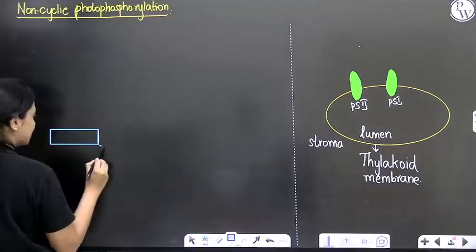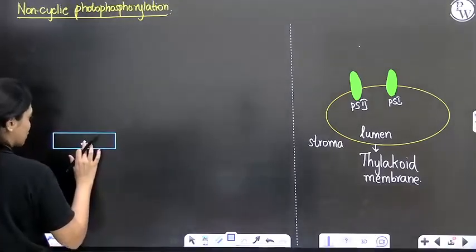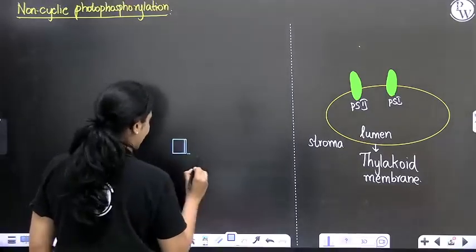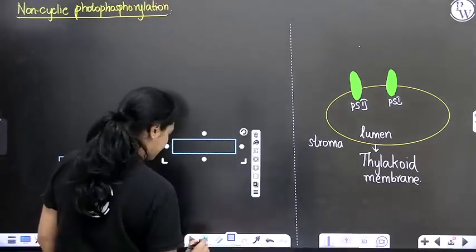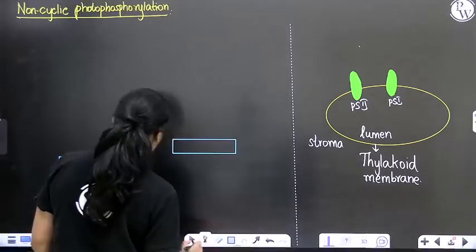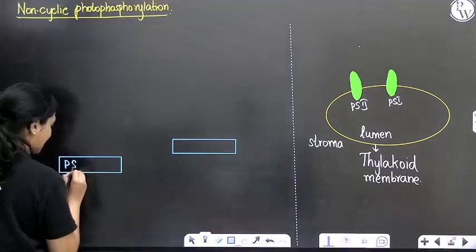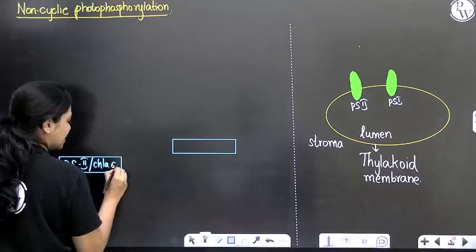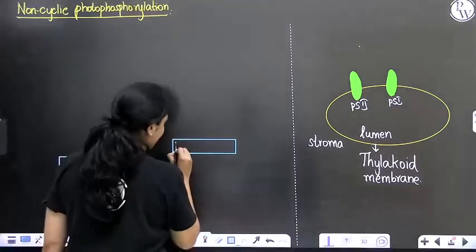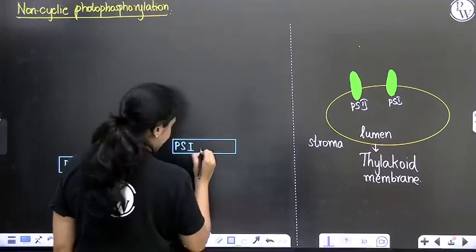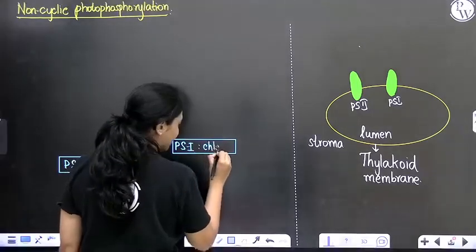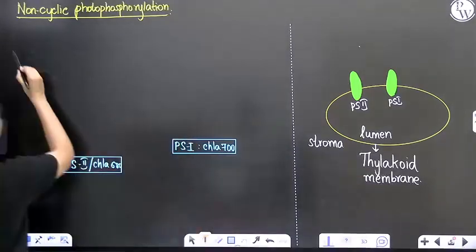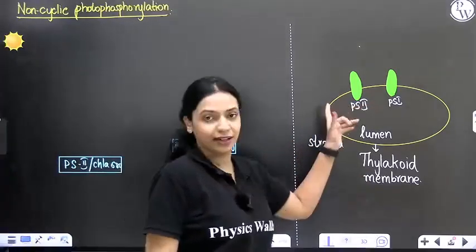So over here, I will have both photosystems. Let's say this is my PS2 and here I have PS1. Okay, so this is PS2 that has a reaction center of chlorophyll A 680. This is my PS1 that has a reaction center of chlorophyll A 700. Now, sunlight will be incident on both of these. Now, these are located in the thylakoid membranes.